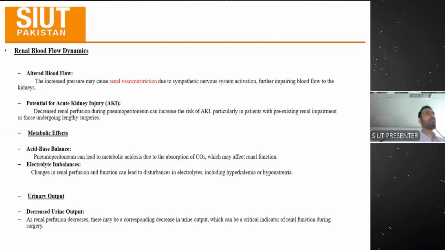The other thing that happens is the metabolic effects. There is an acid-base imbalance too. Because of the increased absorption of carbon dioxide, the patient experiences metabolic acidosis, which may also affect the renal function. And the electrolyte imbalance that usually happens includes hypokalemia and hyponatremia as well. This is all because of the renal perfusion that is being hampered during the procedure. The other important thing that you see is the decreased urine output. Renal perfusion is obviously decreased, and there is a corresponding decrease in the urine output, which is a critical indicator of the renal function during the surgery. You need to keep an eye on your urine output too.